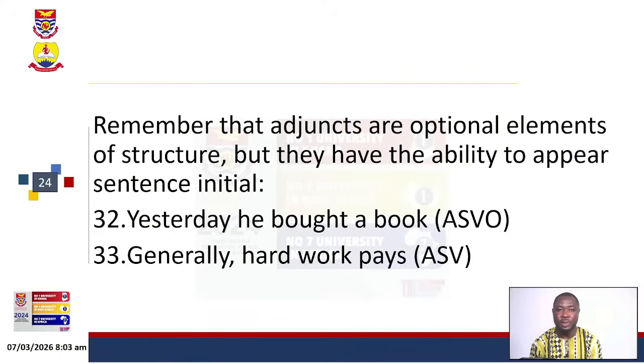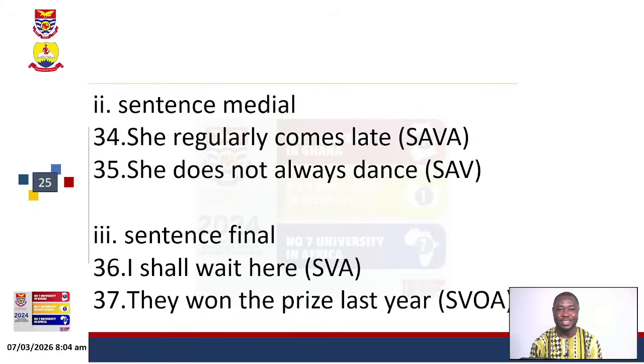In 32, yesterday he bought a book. Sentence initial. It could be he bought a book yesterday. Sentence final. Sometimes they are even put in sentence medial, in the middle of the sentence. But in 33, you see another ASV. Generally, hard work pays. It could also be SVA. Hard work pays generally. That is what we are saying.